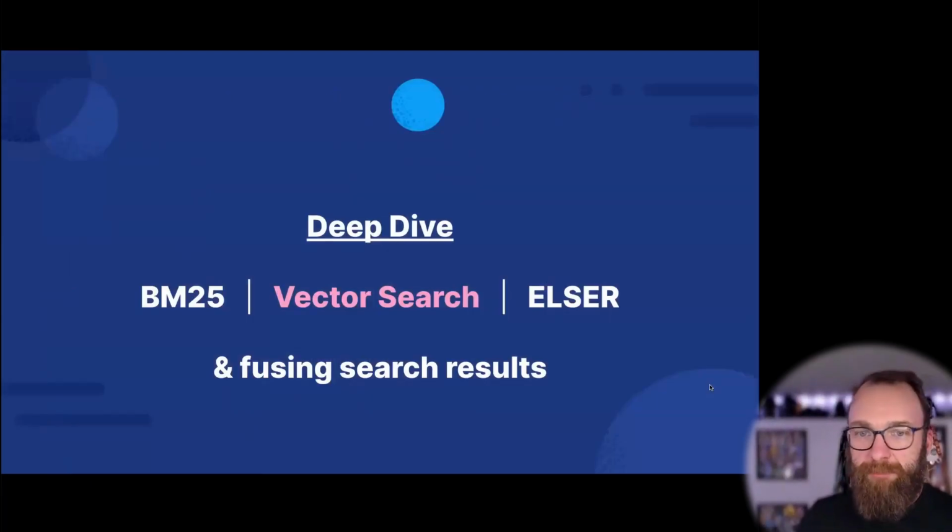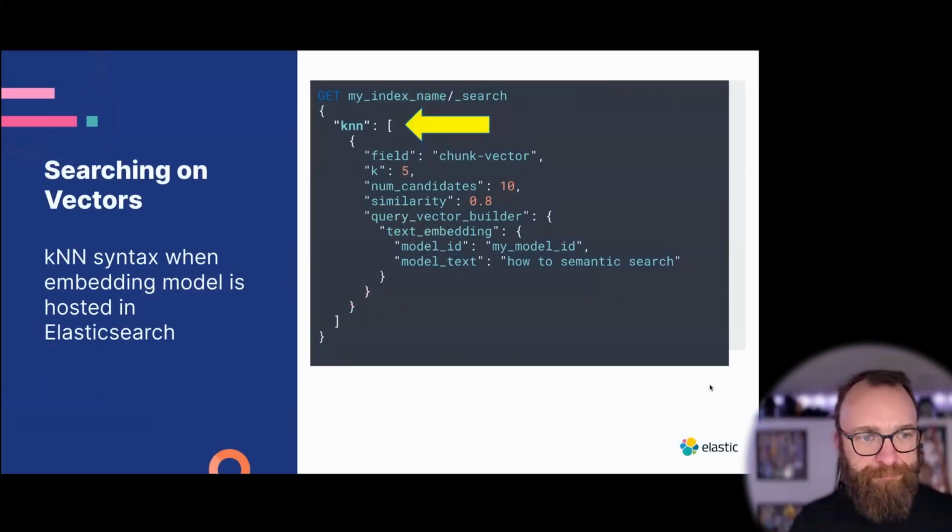So with that said, we will move into the two areas of semantic search. The first one we'll talk about is vector search. You'll start seeing it referred to as dense vector, as compared to ELSER, which is sparse, which we'll get to in a minute.